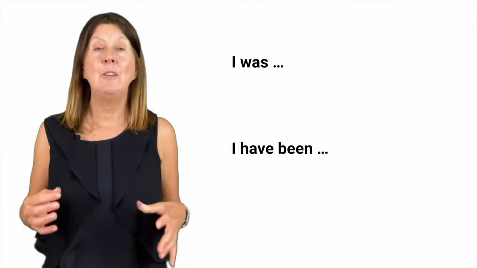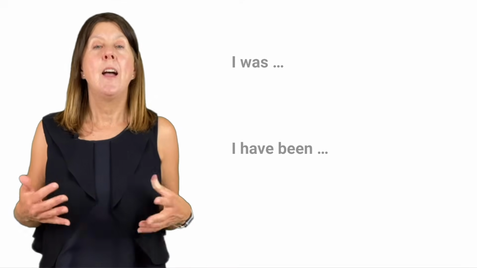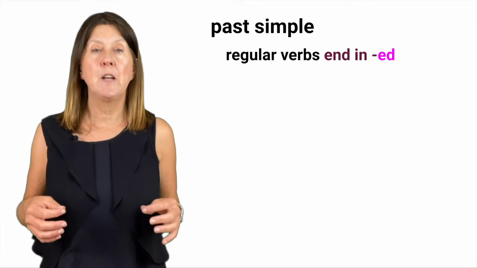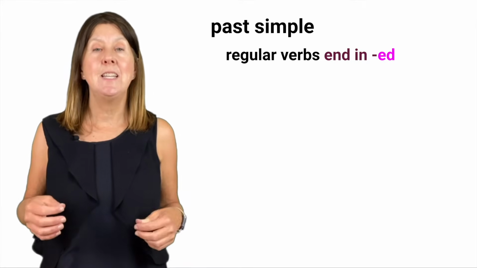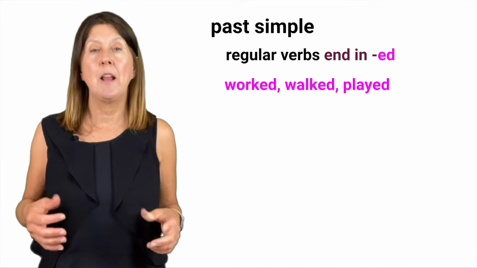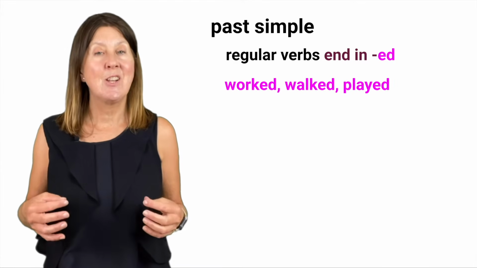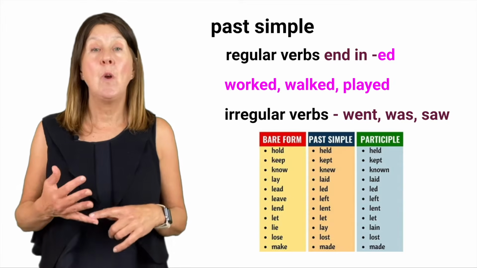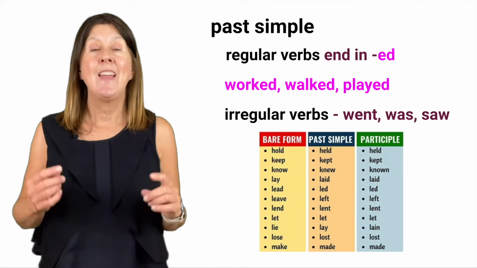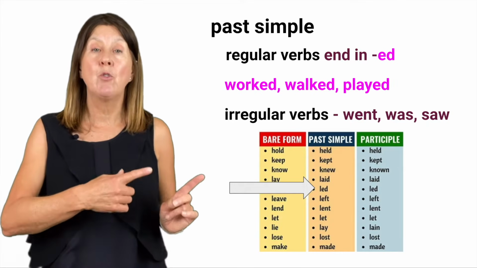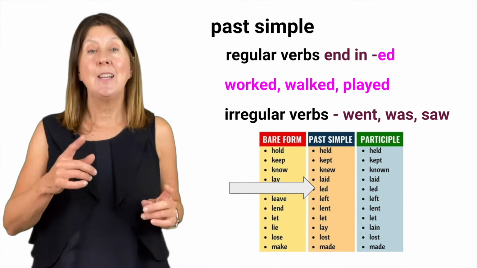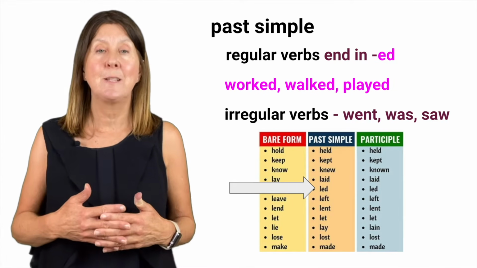So let's quickly recap the structure. Okay, the past simple for regular verbs, we simply add -ed to the base verb. For example, I worked, walked, or played. English has lots of irregular verbs like went, was, and saw, and this is the second column of your irregular verbs list. As you know, you simply have to learn these.